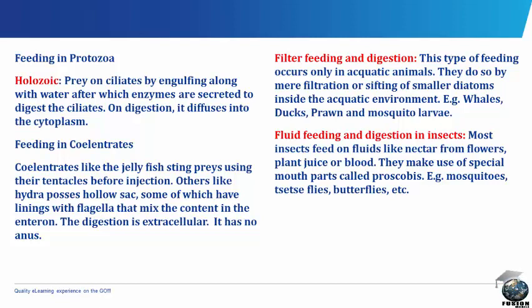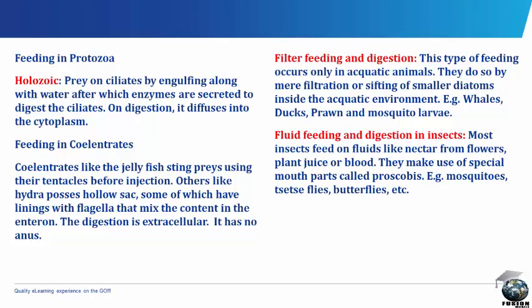Feeding in coelenterates. Coelenterates, like the jellyfish, sting prey using their tentacles before ingestion. Others, like the hydra, possess a hollow sac, some of which have linings with flagella that mix the contents in the enteron. The digestion is extracellular and it has no anus.